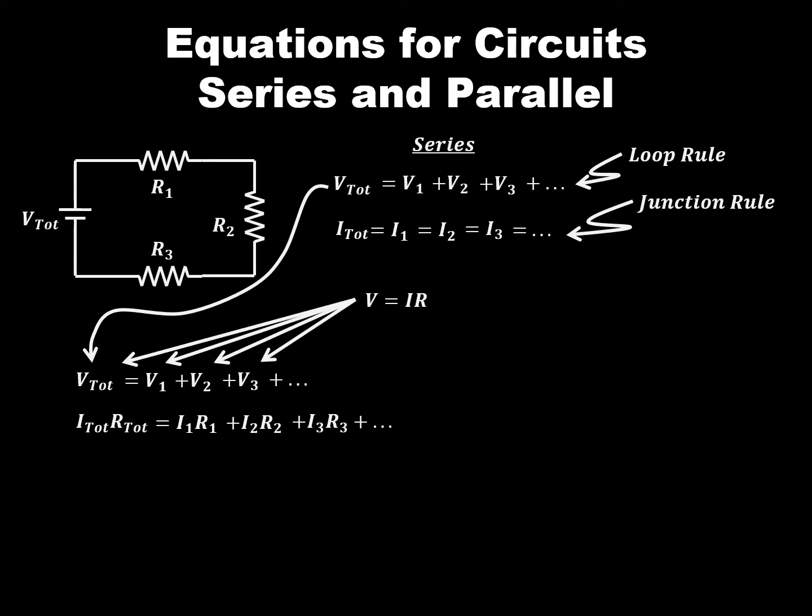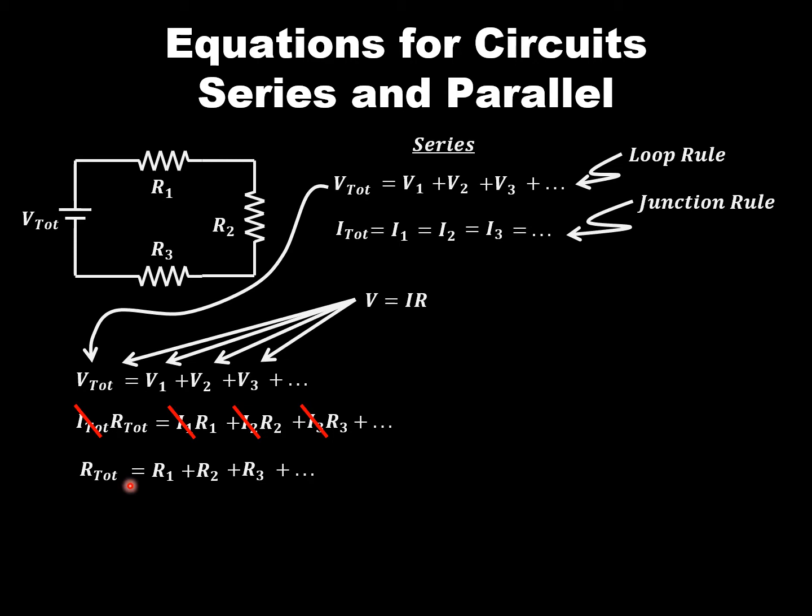Well, something to note here is that the total current is equal to each of the currents through the resistors. So you can see that the total current here equals current 1, which equals current 2, which equals current 3. Since those are all the same, that's a common factor in each one of those terms, which means we can cancel it out from both sides. And what that leaves us with is that the total resistance is going to be equal to resistor 1 plus resistor 2 plus resistor 3 plus any other resistors that are in series.